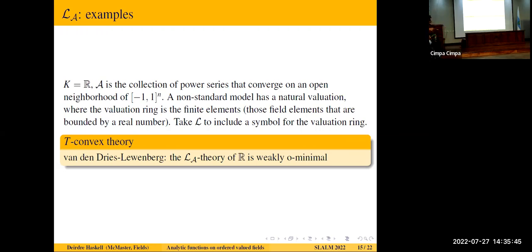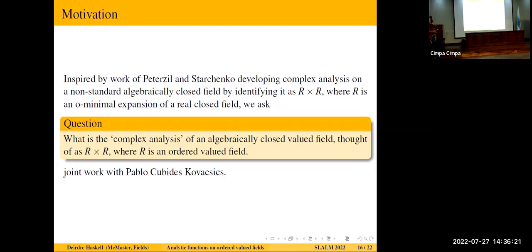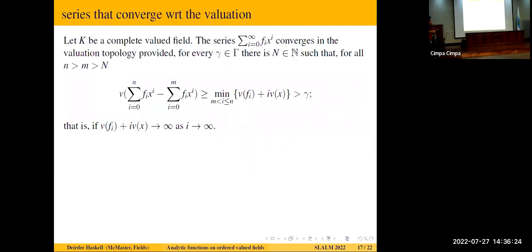But the function symbols here are defined using the ordering. So the functions that we've chosen are power series that converge on an open neighborhood of the box. So we have convergence in the sense of the ordering. But if we're going to look at really a complex analysis of an algebraically closed value field, we should be thinking about the convergence in the sense of the valuation rather than in the sense of the ordering. So there should be some different collection of functions that we're looking at. So we can't just use the fact that we have that weak O-minimality here because it's not the right set of functions. So what difference does it make if we think about convergence in the sense of the valuation instead of in the sense of the ordering?